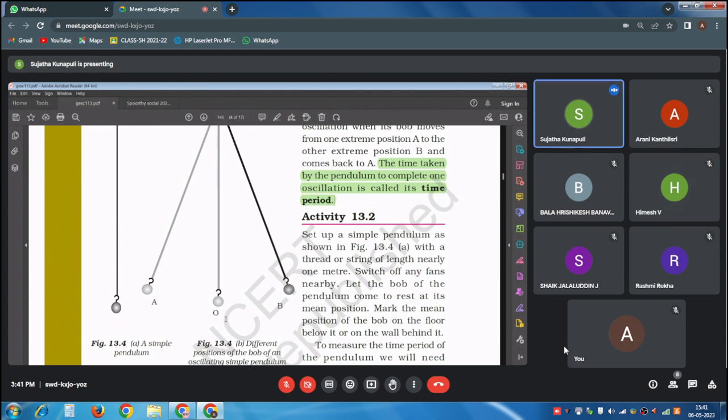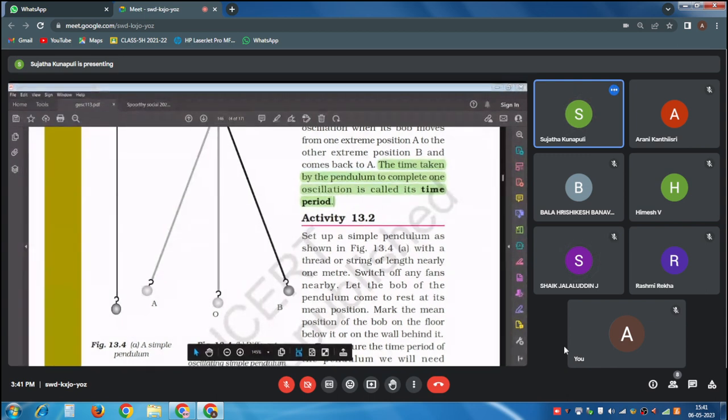Yes, ma'am. Clear with everyone? Yes, ma'am. Tejas, Himesh, Abhishek, understood? Yes, ma'am.